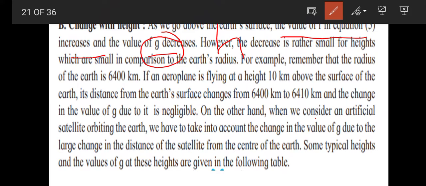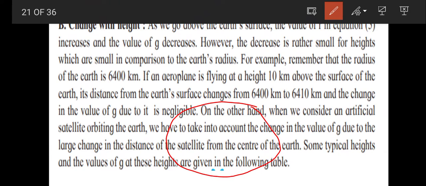For example, remember the radius of the earth is 6400 km. If an aeroplane is flying at a height of 10 km above the earth's surface, then 10 plus 6400 becomes 6410 km. Means what? Here they are saying the earth's radius is 6400, and a plane is flying at a height of 10 km from the earth. So the total distance is this 6400 and this 10, so it will become 6410. In this way they are saying how to decide the height from the earth's surface.